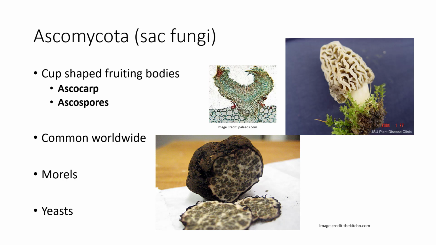This delay in reproduction is adaptive because it allows more spores to be made from a single reproductive event. And this makes them common worldwide. We see a lot of these species. A lot of lichens are actually working with the ascomycota and an algal species. We're going to look at those in a later lecture.